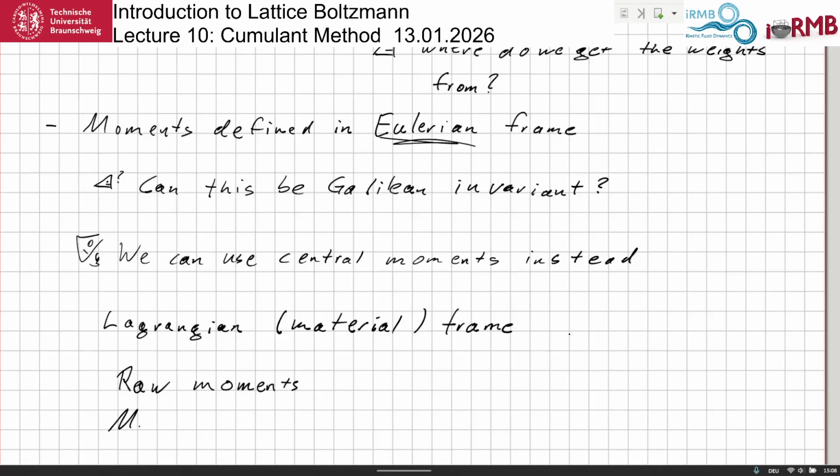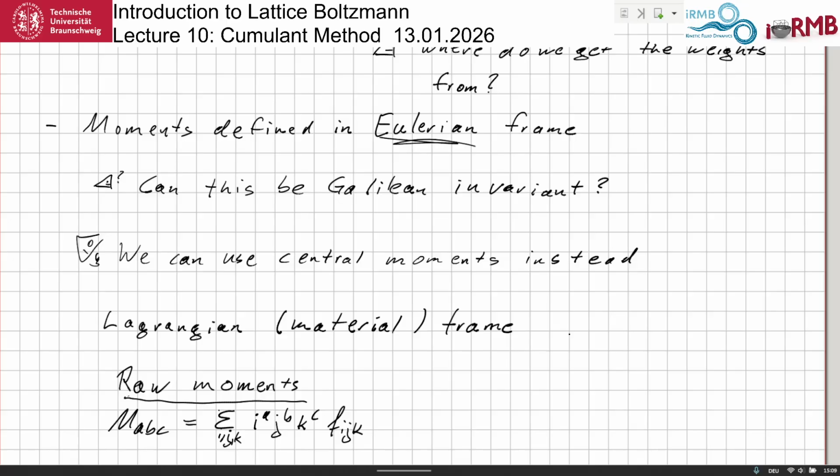We have defined them many times, I'll define them again. M_abc is equal to the sum over all the indices i, j, and k of i to the power of a, j to the power of b, and k to the power of c, times f_ij. So this is what we use all the time, right? These are the raw moments.